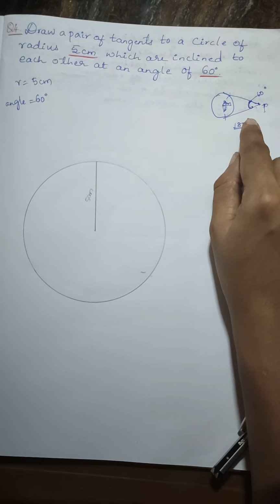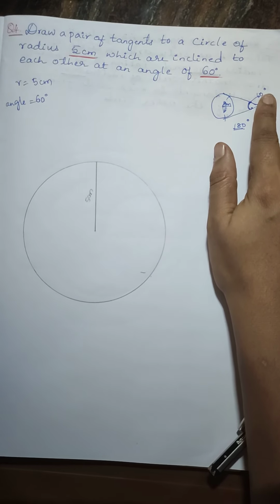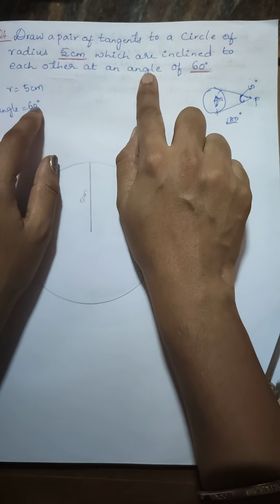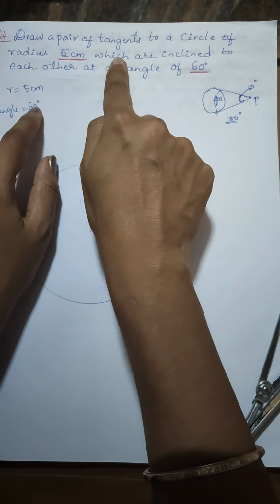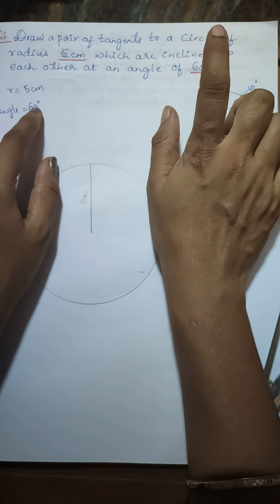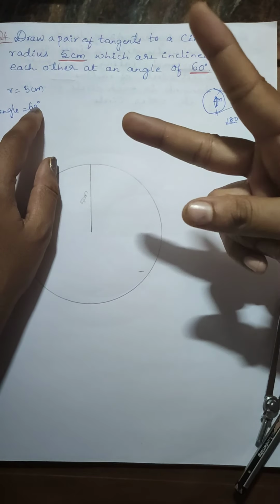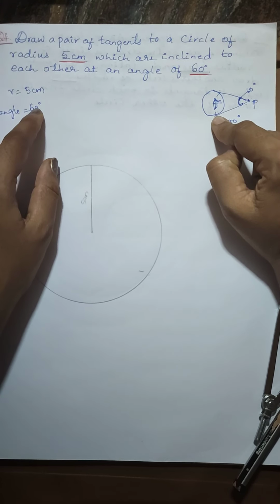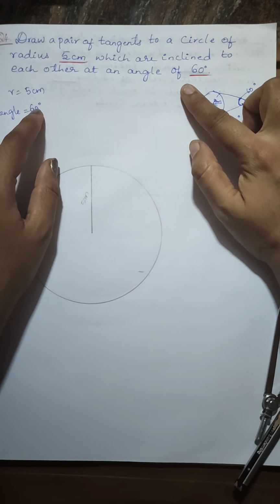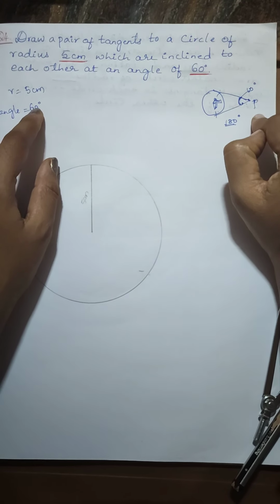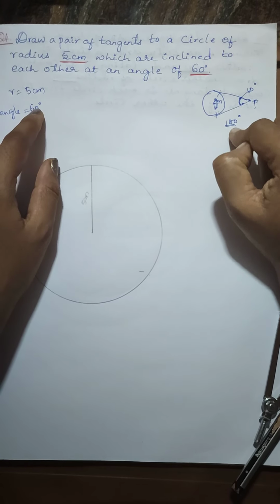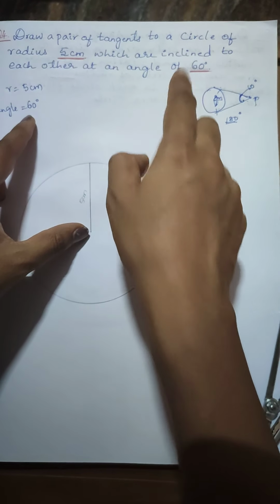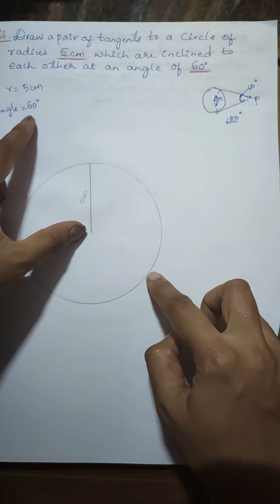Now remember, whenever they give the angle between the tangents, the important thing is to observe whether it is the angle between the tangents or the radii. Draw a pair of tangents to a circle which are inclined to each other at 60 degree means the 60 degree is between the tangents. Sometimes they will give the angle between the radii. When they give the angle between the radii, you just draw a circle and take exactly that angle using the protractor.